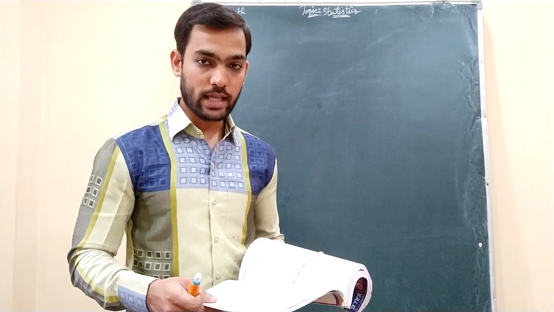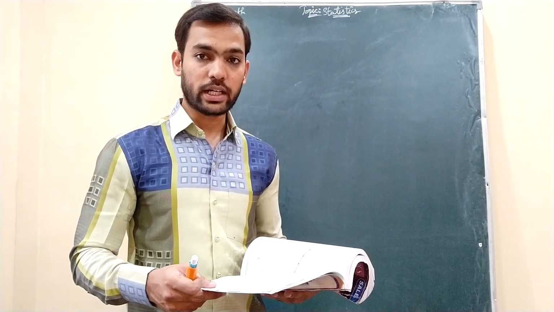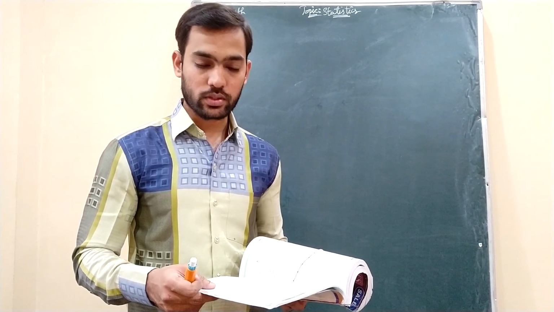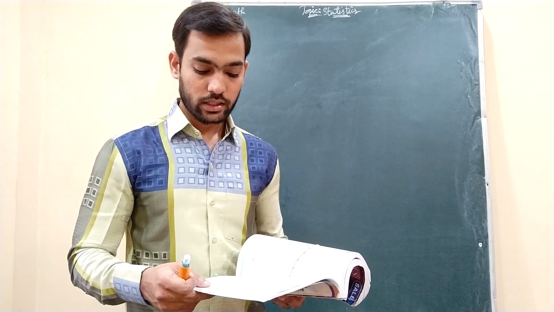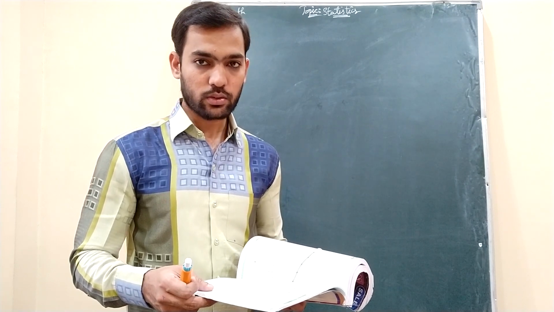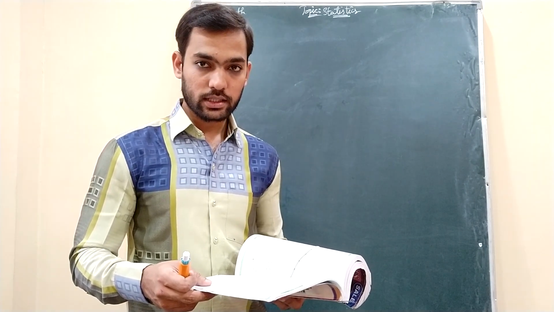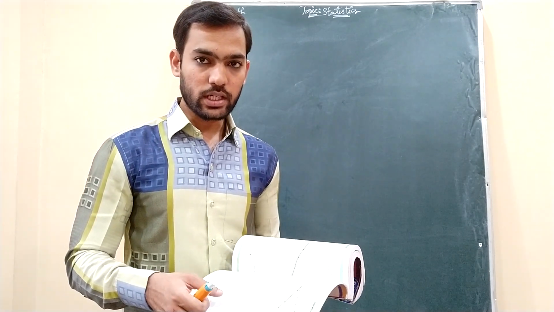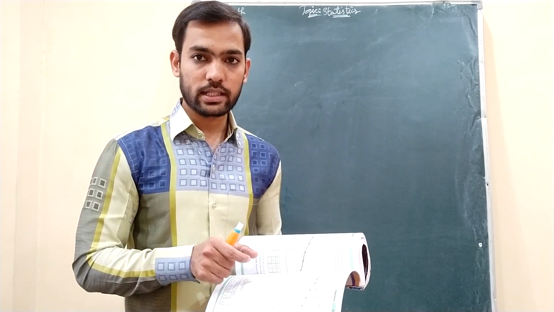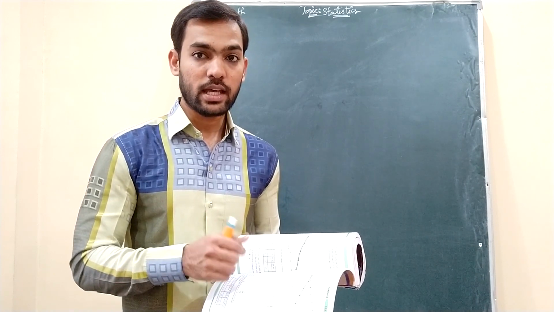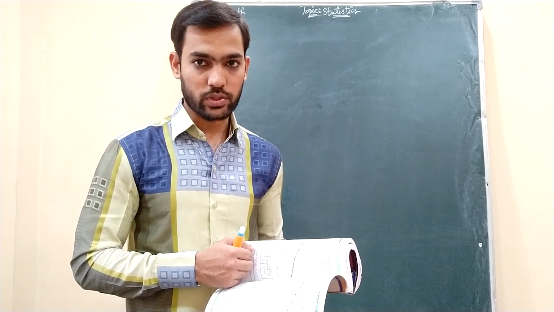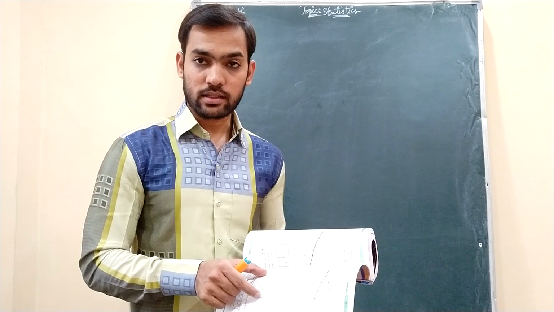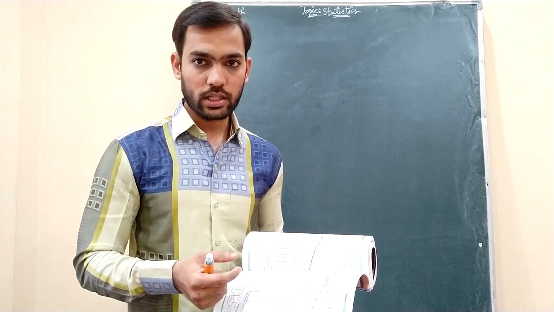Question number 2 says that during the medical checkup of 35 students of a class, their weights were recorded as follows. Less than 38 kg, there are no students. Less than 40 kg, there are 3 students. Less than 42 kg, there are 5 students. So here the words less than indicate that this is not the frequency distribution. This is a less than type cumulative frequency distribution. Using this table, you can form the points and draw the ogive.